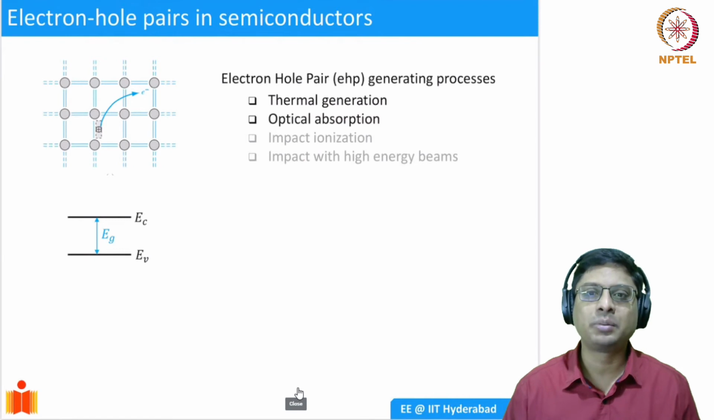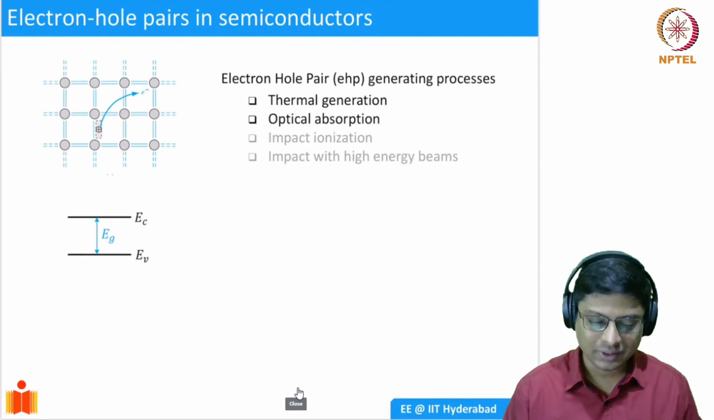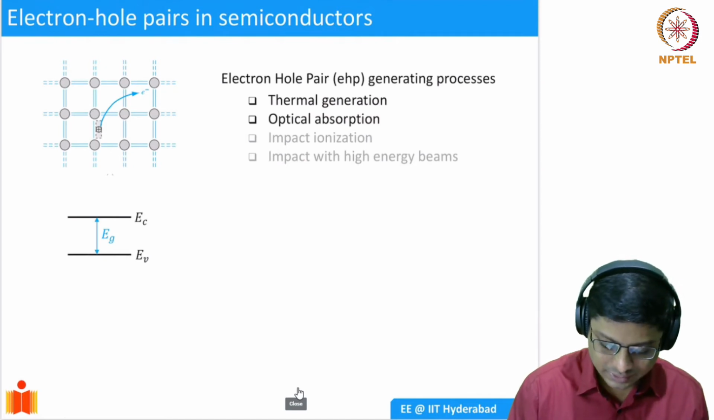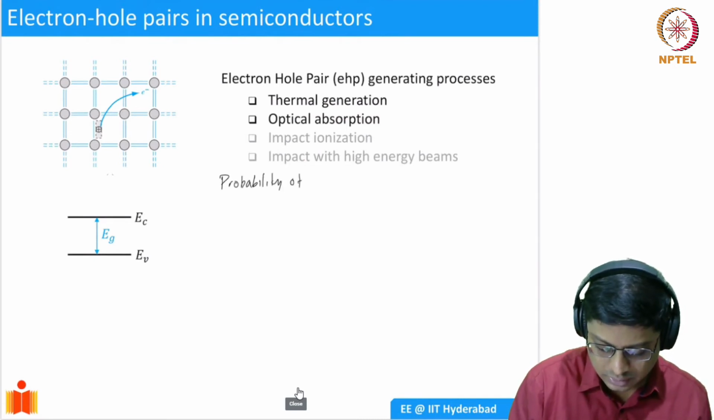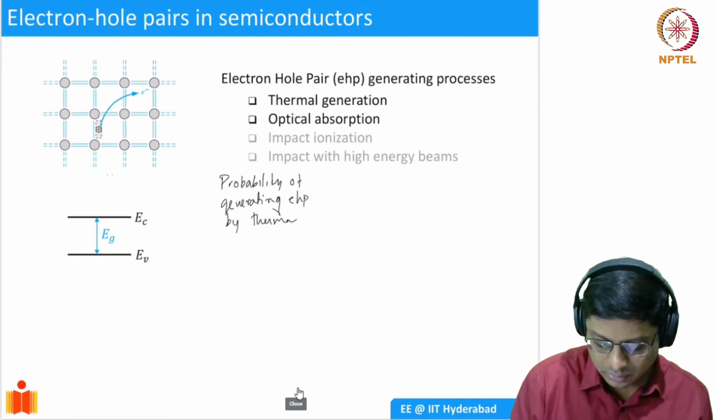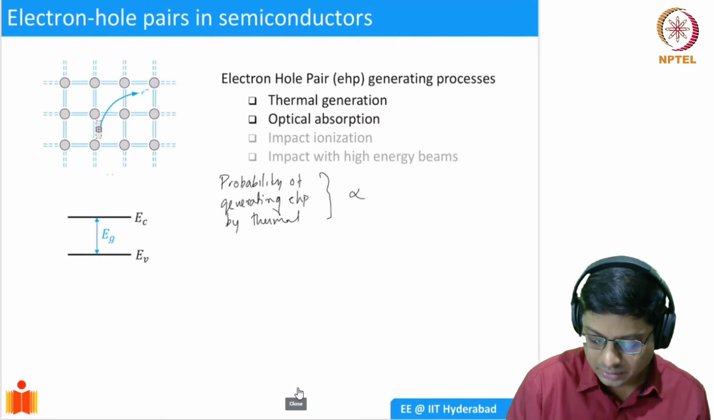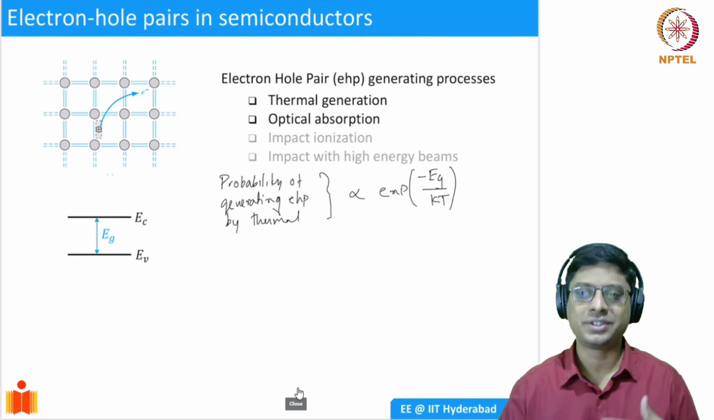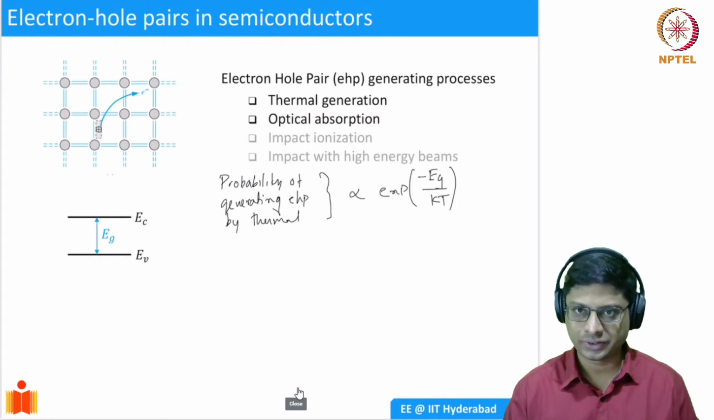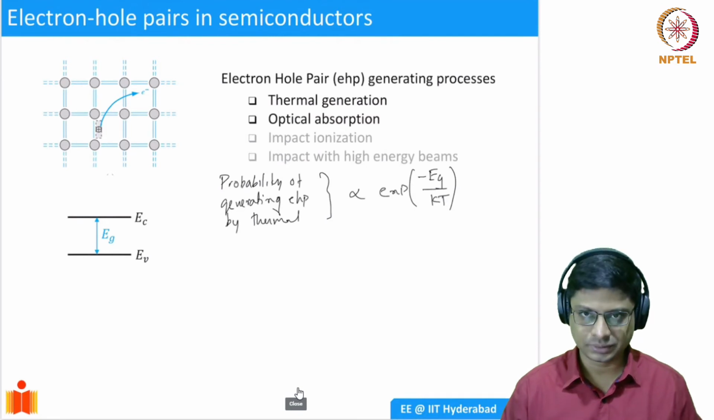Okay. So what are the various electron hole pair producing processes in semiconductors? One of them is heating. We already talked about it, right? When you heat a semiconductor, it produces electron hole pairs. And it turns out that the probability of generating an EHP by thermal process is proportional to exponential of minus Eg by kT. Okay, so if you increase the temperature, you're essentially supplying more and more energy, right? So the fraction in the exponential reduces, and you get higher probability. Okay. So that's how at higher temperatures you're able to have more electron hole pairs.